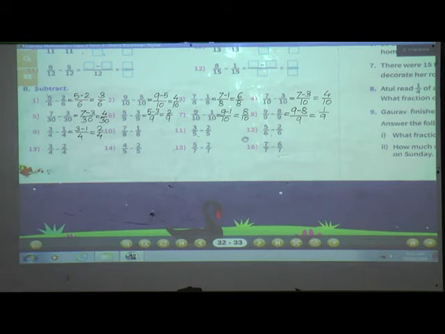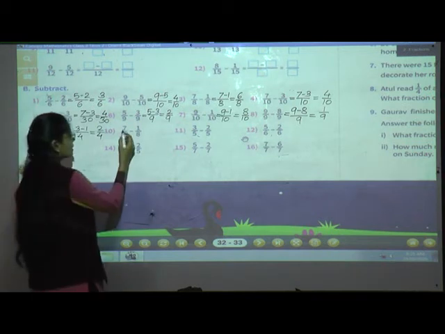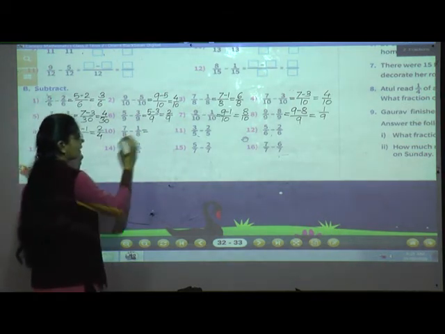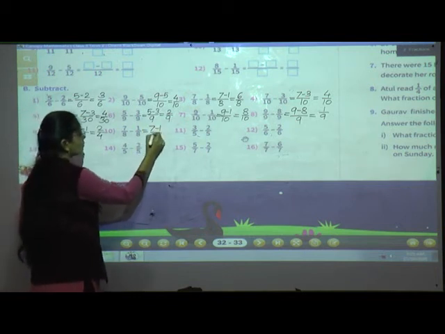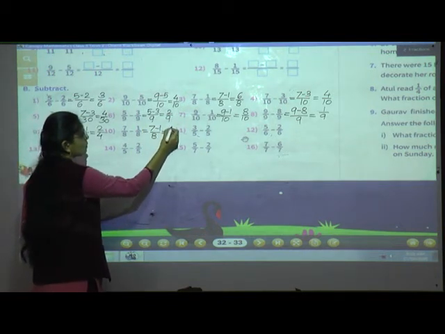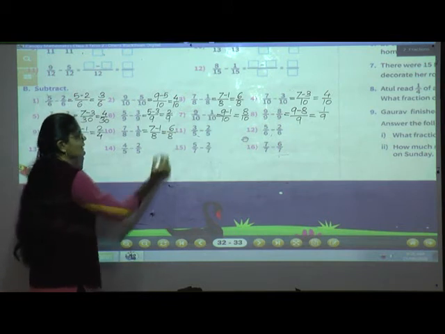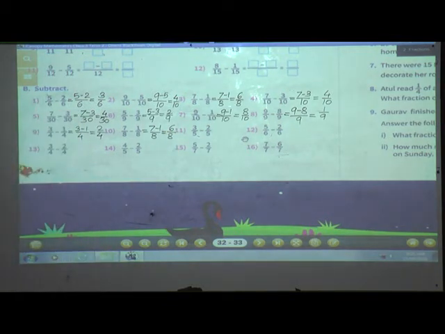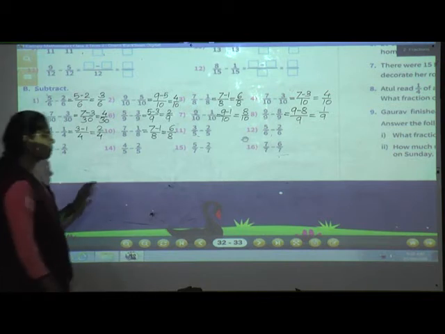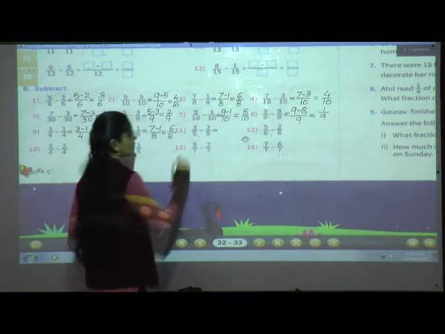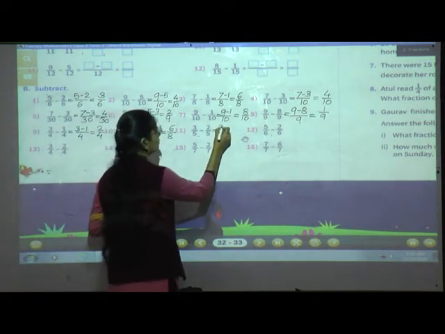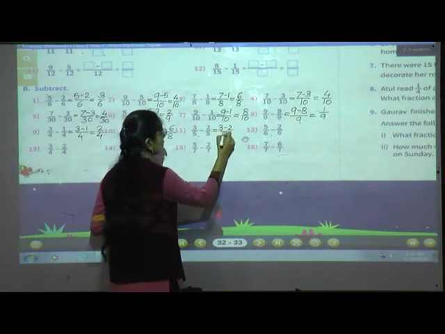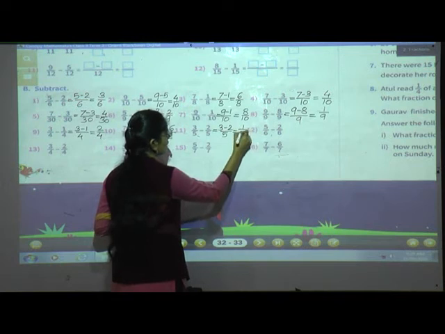Next, 10th number. Yes, 7 by 8 minus 1 by 8 is equal to 7 minus 1 by 8 is equal to 7 minus 1, 6. 6 by 8. Next, 3 by 5 minus 2 by 5 is equal to, yes, how will you solve? 3 minus 2 by 5 is equal to 1 by 5.